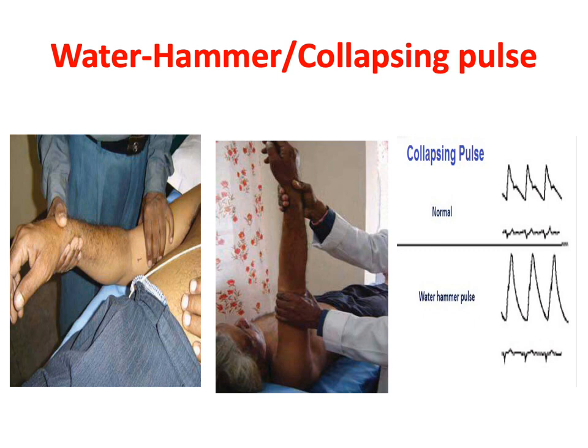So this is the normal arterial waveform, and this is the waveform of the collapsing or water hammer pulse. What we can see is that the collapsing or water hammer pulse is characterized by a rapid upstroke to a higher peak and a rapid downstroke compared to the normal pulse.